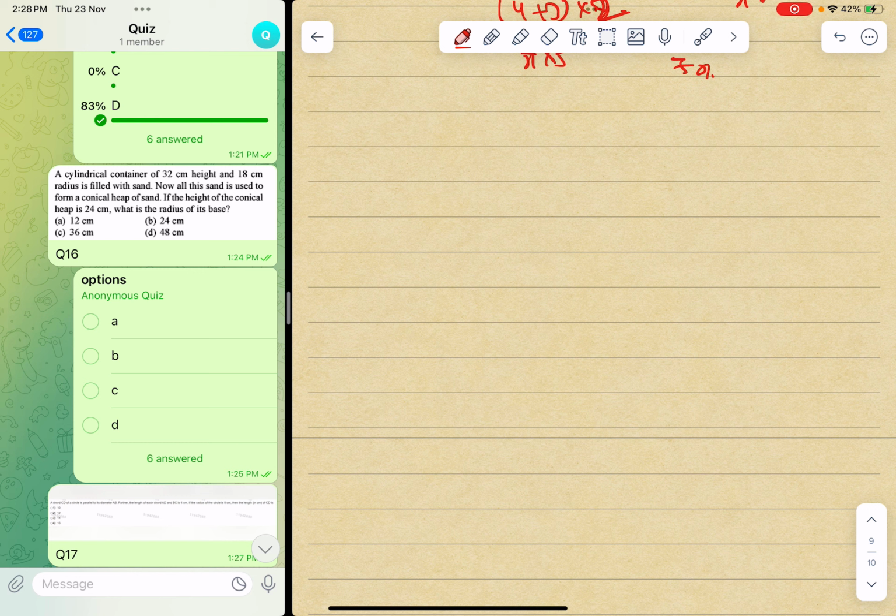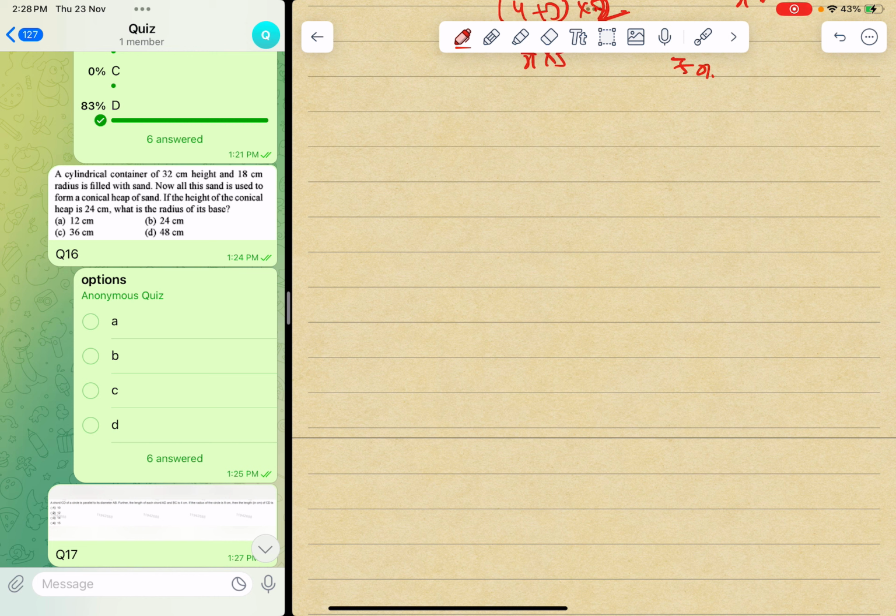Anyway, a cylindrical container of height 32 cm and radius 8 cm is filled with sand. Now all the sand is used to form a conical heap. If the height of the conical heap is 24, find the radius. Very easy. Equate the volume, because we know that the sand is going into the heap, so the volume is remaining constant. Okay, so the volumes are equal.